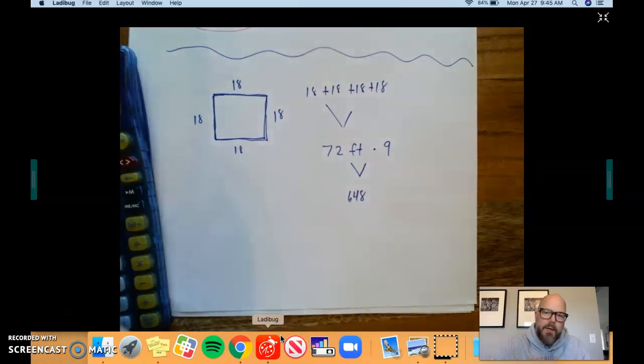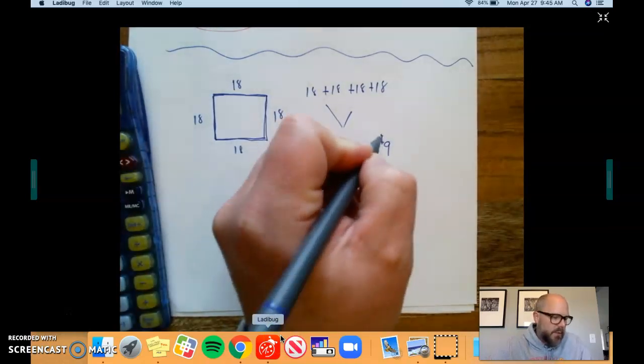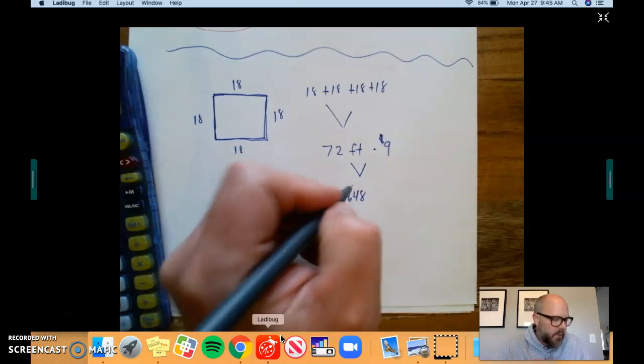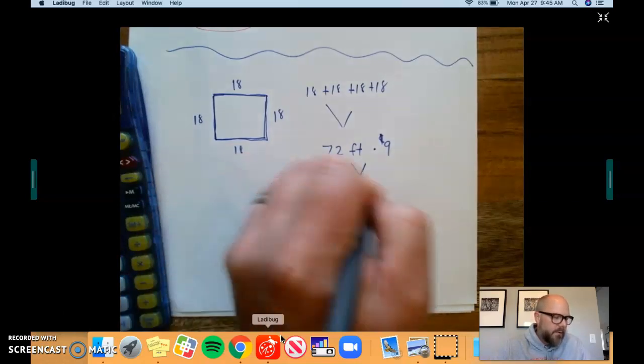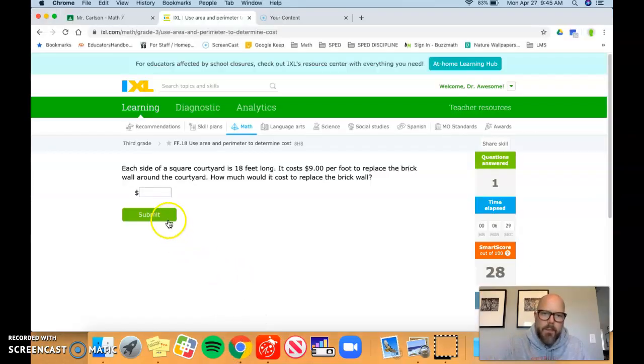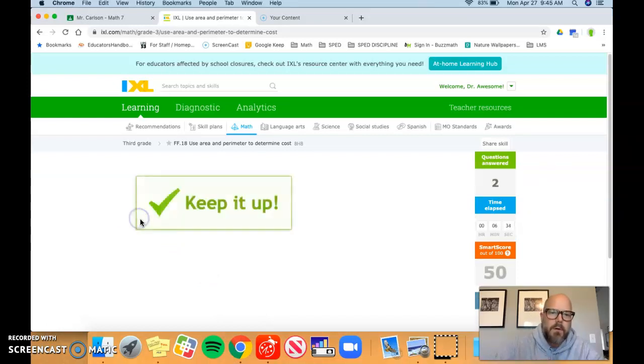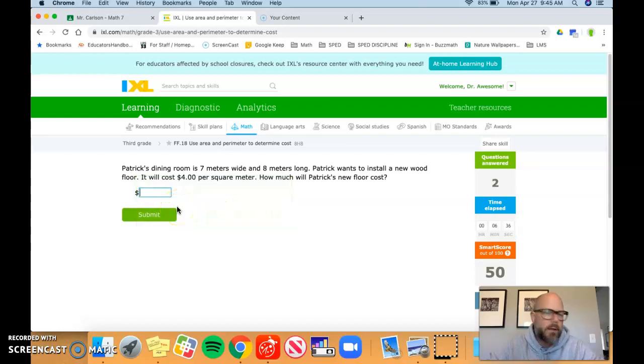And that's not in feet, that was money. We just determined the cost of the brick wall, $648, okay? So I go here, $648. Great, we got the correct answer.